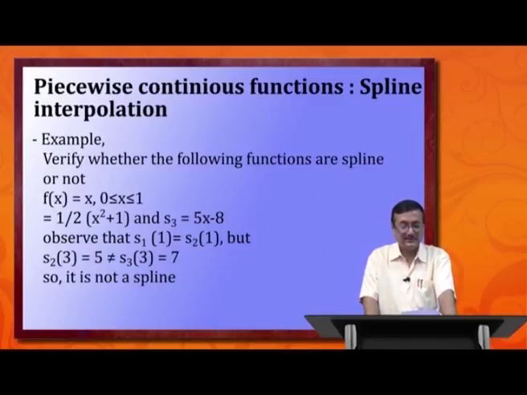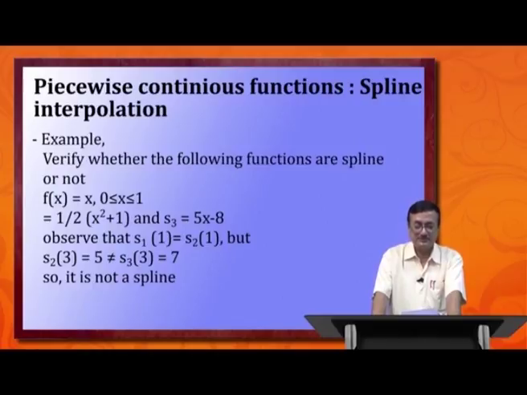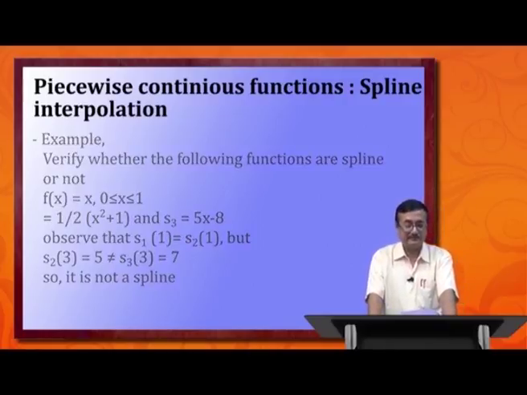We see that S2 at the point x is equal to 3 is equal to 5, while for S3 at x is equal to 3 it is 7. So S2(3) is not equal to S3(3). So S(x), that is f(x), is not a spline because it does not satisfy the condition that at the interior point 3 the functional value of S2 is not equal to the functional value of S3. It is not a spline.